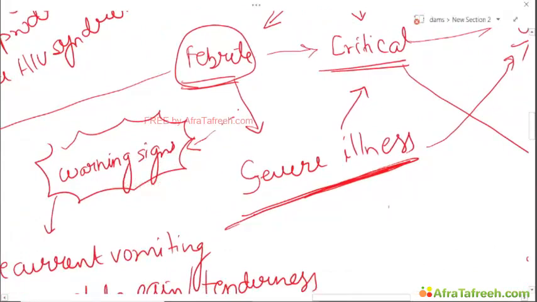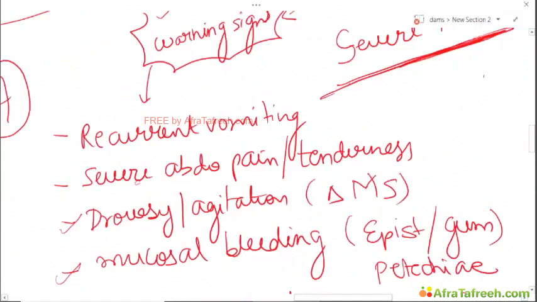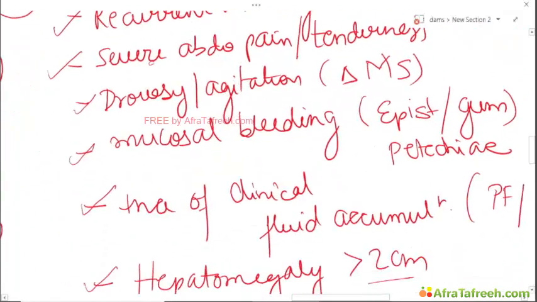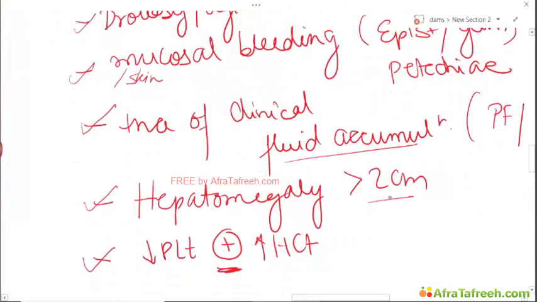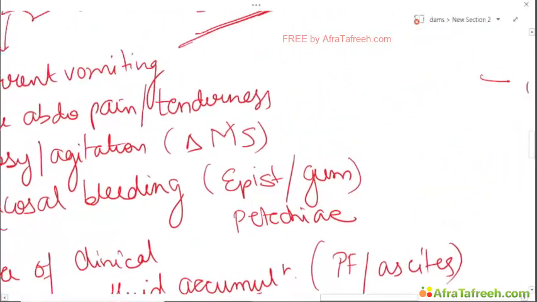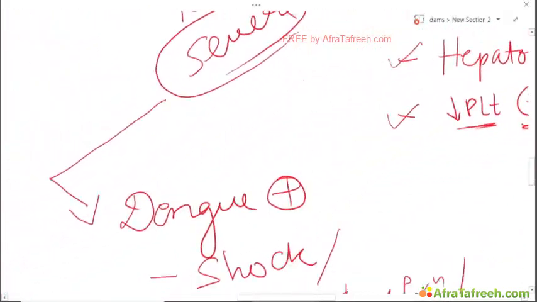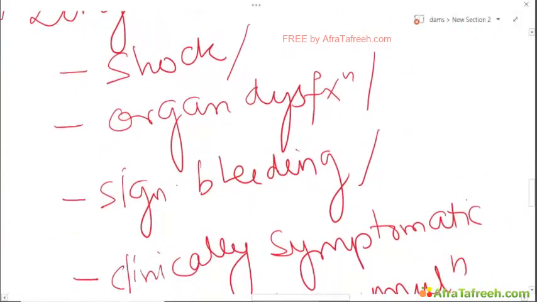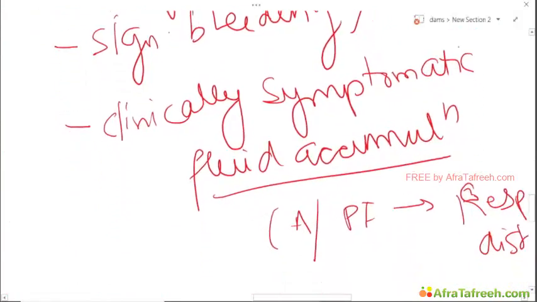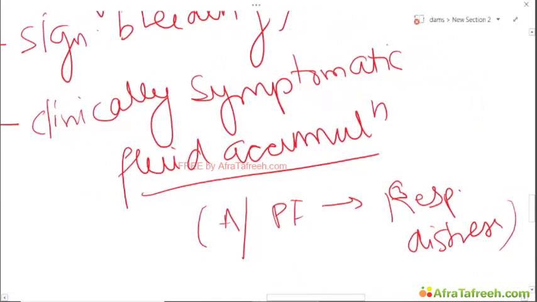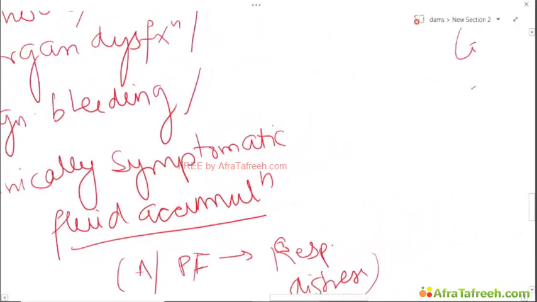Okay, we've discussed the warning signs of dengue, which include recurrent vomiting, severe abdominal pain or tenderness, drowsiness or agitation, mucosal bleeding, presence of clinical fluid accumulation, presence of hepatomegaly more than 2 cm, and combination of thrombocytopenia with a high hematocrit. Okay, so these are the warning signs. And when do we call severe dengue? Is presence of dengue with shock, organ dysfunction, significant bleeding, or clinically symptomatic fluid accumulation like either ascites or pleural fluid causing respiratory distress, right?